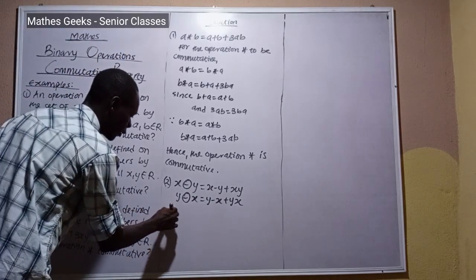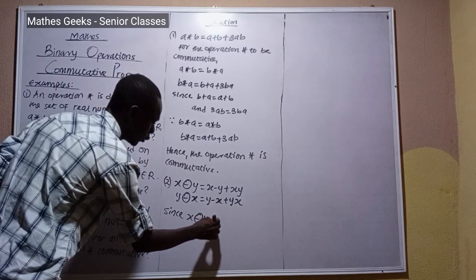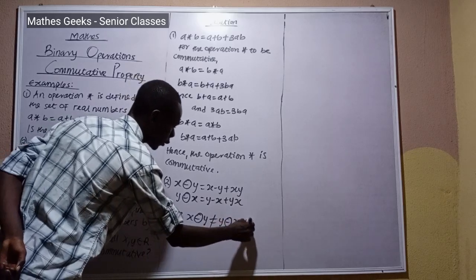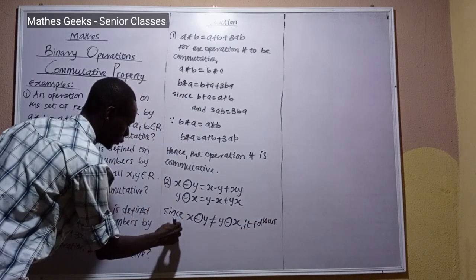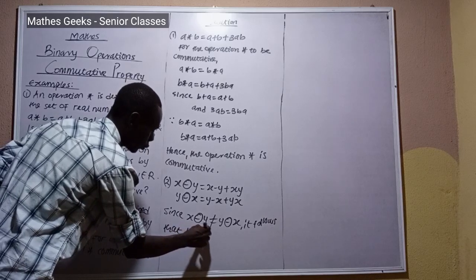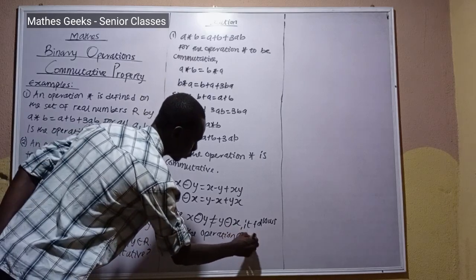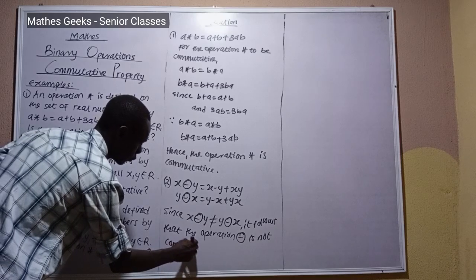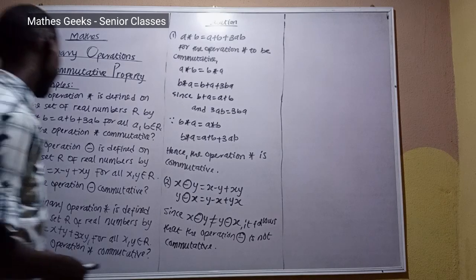Therefore, since x operation y is not equal to y operation x, it follows that the operation is not commutative. It's not commutative.